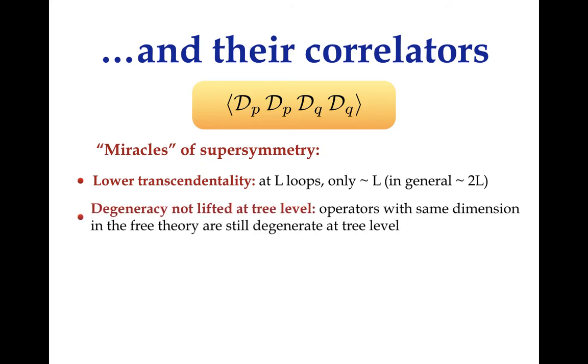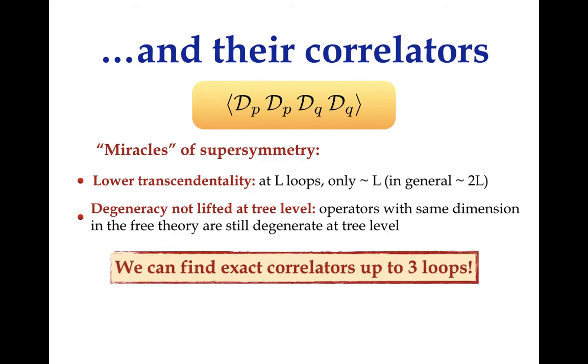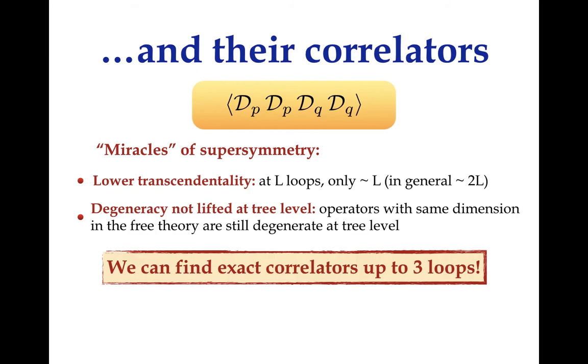The other miracle is that the degeneracy between operators is not lifted at tree level, meaning that operators that have the same scaling dimension in the free theory are still degenerate at the first perturbative order. This is very important for us, and it allows us to fix exactly the correlators up to 3 loops in perturbation theory, with a little caveat, which is that to fix the 3 loops result exactly, one needs to solve this degeneracy, this mixing problem, at 1 loop.